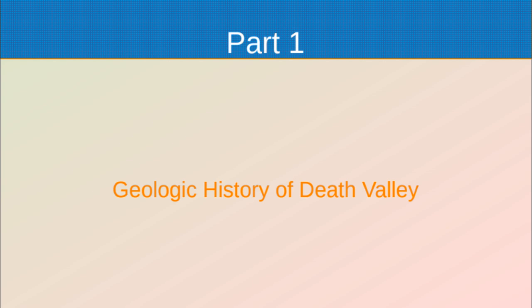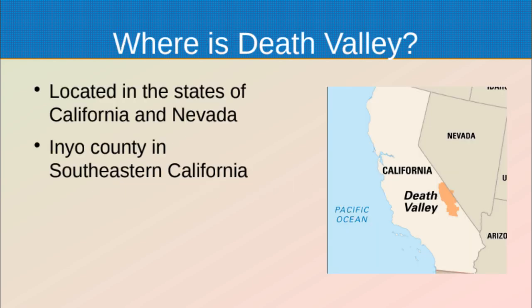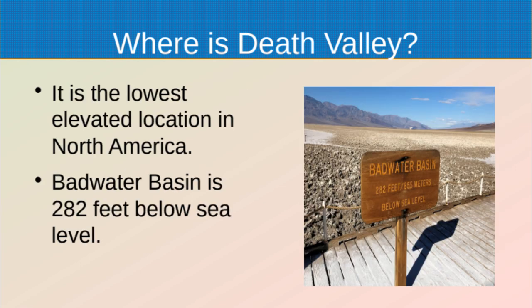Part 1, Geologic History. To start this section, it is important to know where Death Valley is. Death Valley lies between two states. It is located in the states of California and Nevada in the United States. It is mainly in Inyo County in southeastern California. It is the lowest elevated location in North America.